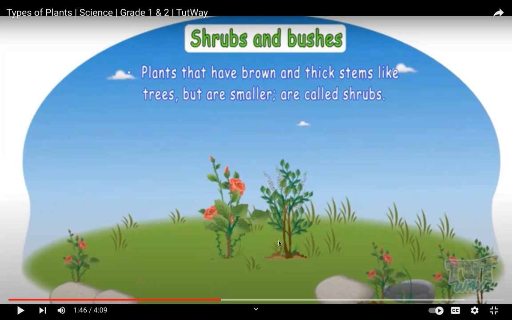Tuhin, can you tell me what is a shrub and bushes? Yes, ma'am. Plants that have brown and thick stems like trees but are smaller are called shrubs. Very good. Devanshu, can you tell me? Yes, ma'am. Plants that have brown and thick stems like trees but are smaller are called shrubs. Very good. Excellent, Devanshu. Now Tuhin, can you give me an example of shrubs and bushes?